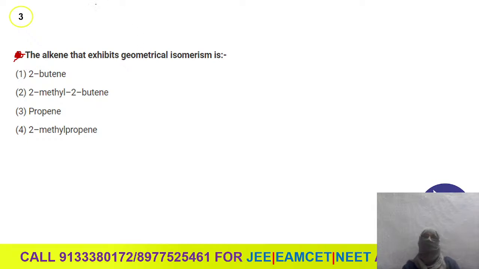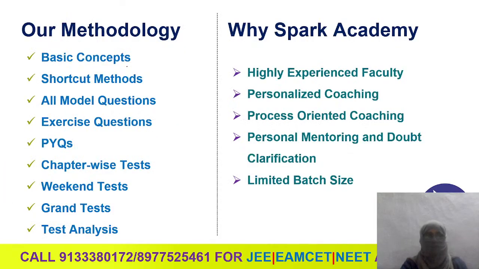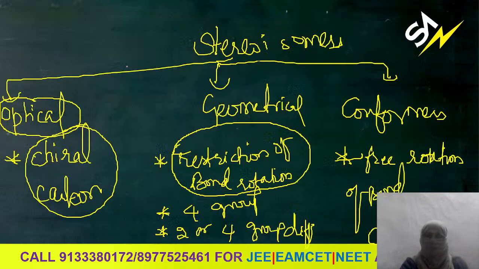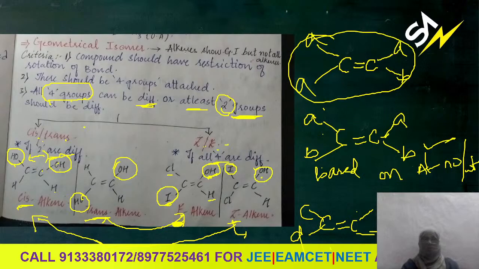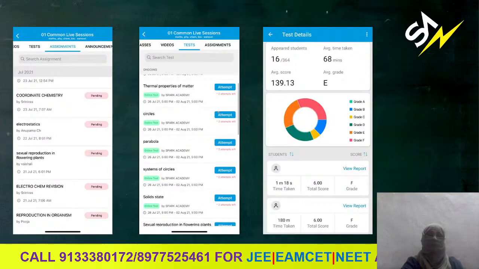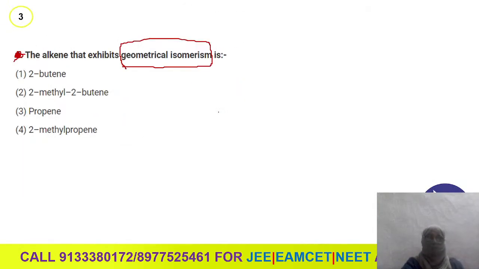So the question is, the molecule which shows geometrical isomerism. Do you remember the criteria for geometrical isomerism? Let me give a glance. The criteria was there should be restriction of rotation of bond. That means there should be a double bond, and whenever a double bond is there, you will have 4 groups. The third criteria is very important: out of all 4 groups, all 4 can be different, or at least 2 can be different. Let us see which of the following options follows the criteria and shows geometrical isomerism.